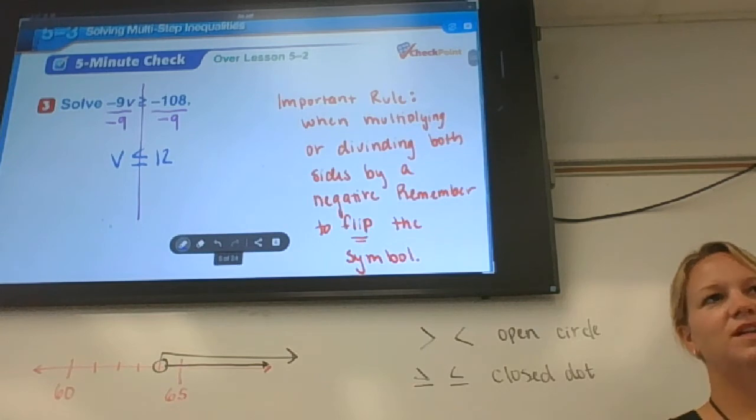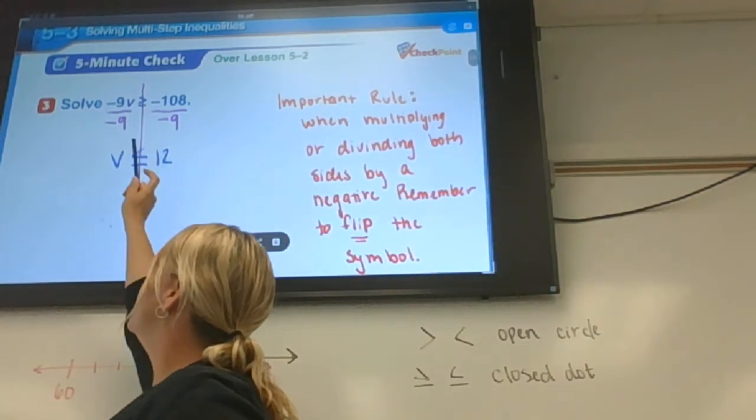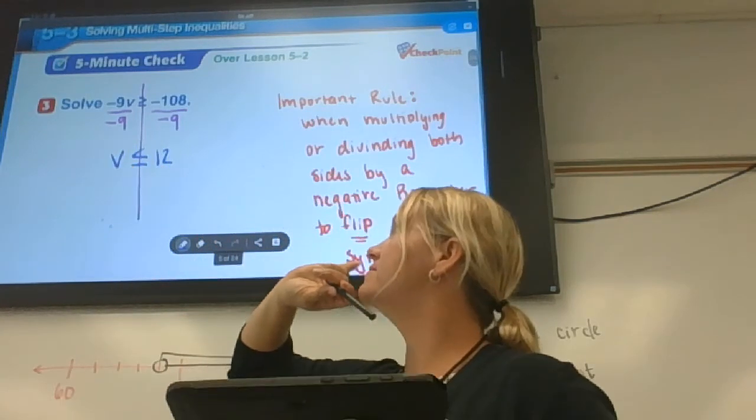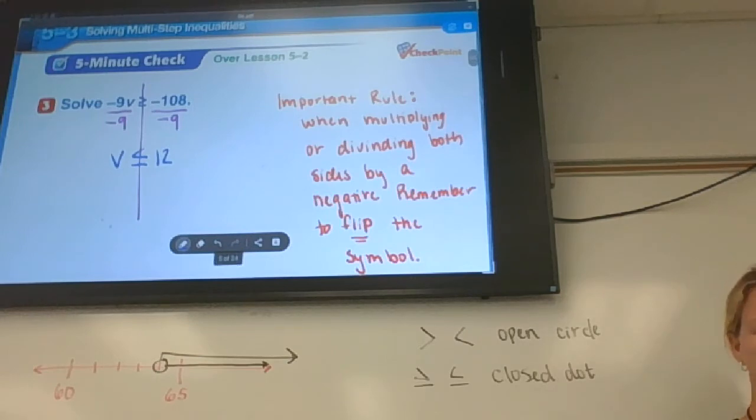That's what they mean by flips the symbol. This one changes direction from the negative. I guess we did. It's because it's 12 now, not 9. Oh yeah, because it's larger.